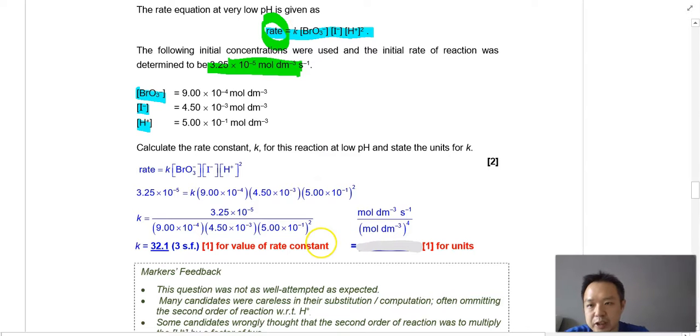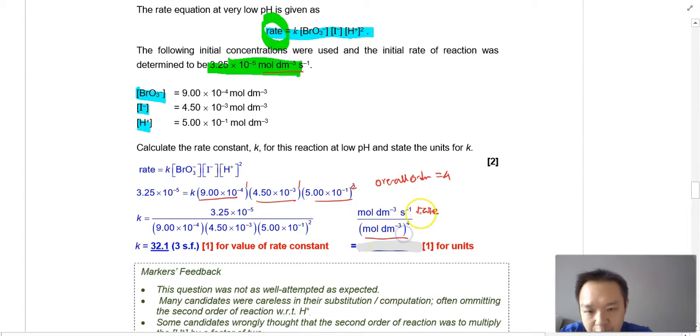Now, with the units manipulation, again, many struggled despite it being a simple indices question. Your rate units is mole per dm cube per second, that's your rate. Since the orders of reaction with respect to each reactant are 1, 1, and 2, the overall order is therefore 1 plus 1 plus 2 equals 4, and therefore it's mole per dm cube to the power of 4. That's a concentration term, concentration units to the power of 4.